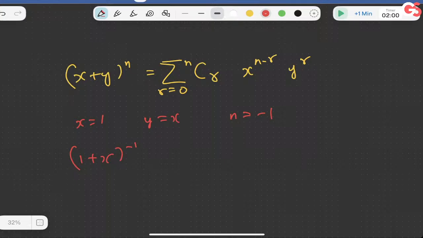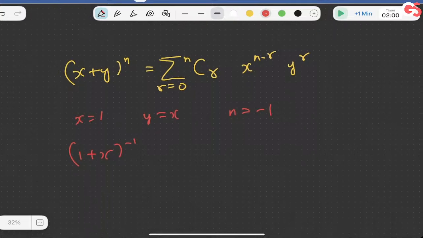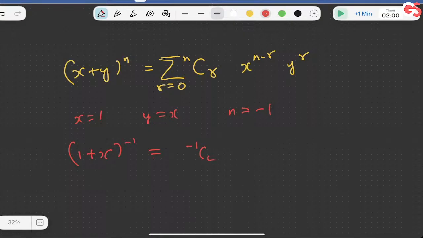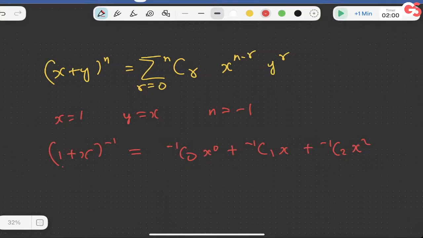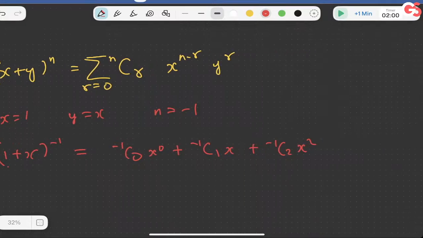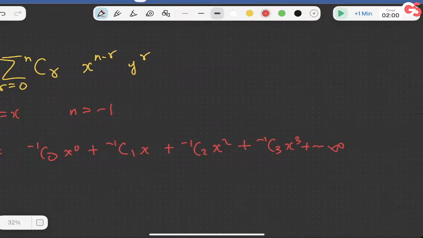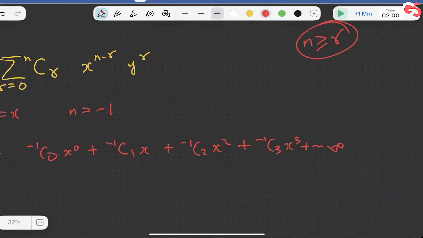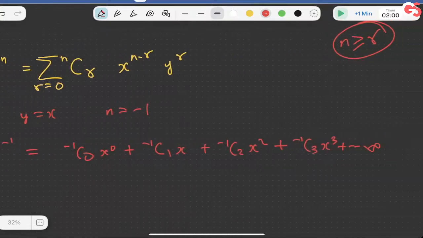All right? Yeah. So now you will get minus 1 C0, which is 1 to any power and x to the power 0. Then you get minus 1 C1, that will be x. Minus 1 C2, that will be x square. Then minus 1 C3, x cube. Now you will be surprised. You have always heard that n is greater than or equal to r. Here I have taken n as minus 1. So you might be flabbergasted to see me doing this, but that is how it is.